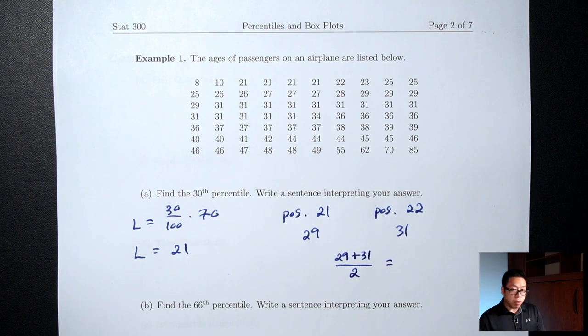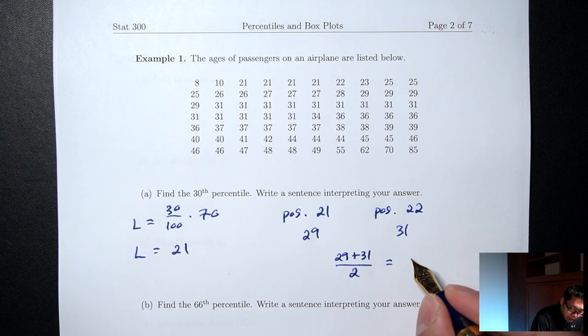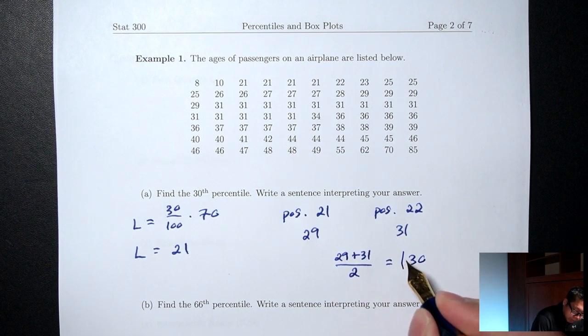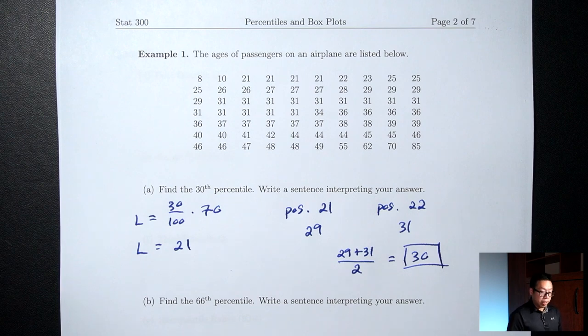So 29 plus 31 on top, divided by two. And I get 30. So the 30th percentile is 30. So that's just a coincidence that they're equal. Write a sentence interpreting your answer.